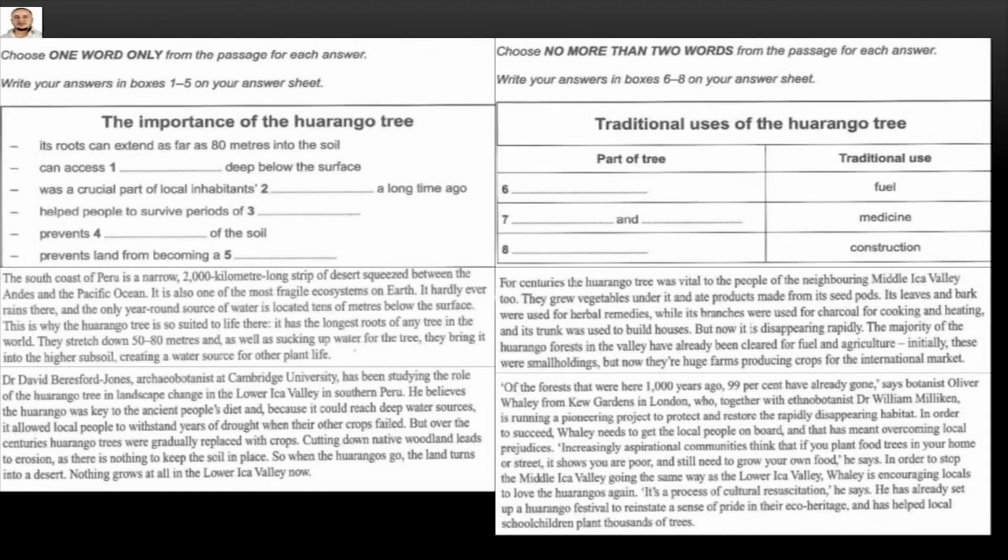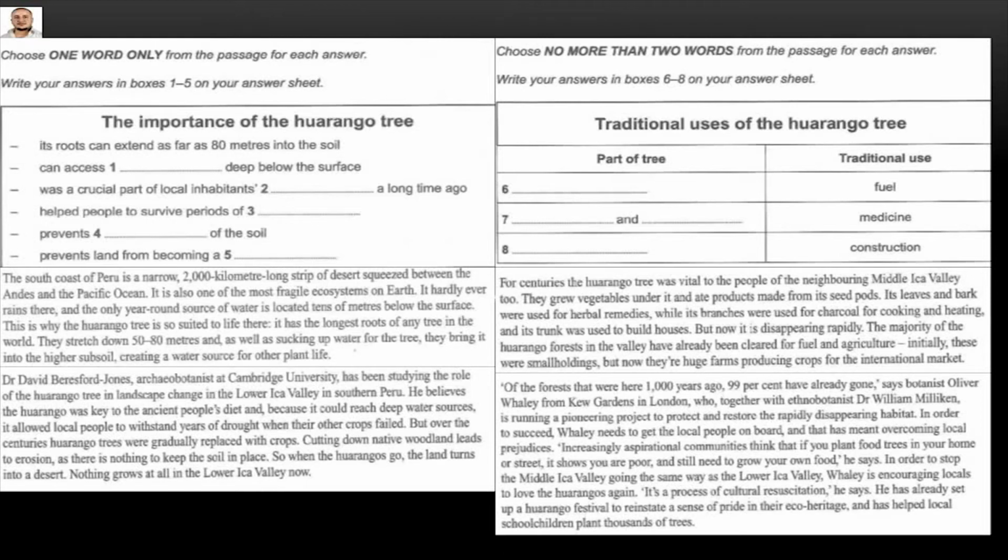Let's go to traditional uses of Harango tree. Part of a tree, traditional use. Gap, fuel. 7, gap and gap, medicine. 8, gap, construction. So we come to its uses. For paragraphs 1 and 2, I haven't read anything about the uses of the Harango. It says no more than 2 words. That means 1 or 2 words for each gap. Okay.